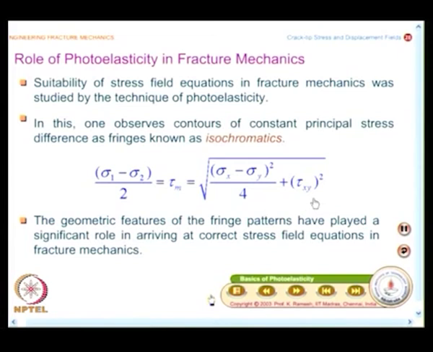I have mentioned this earlier, it is the geometric features of the fringe patterns that have alerted the researchers in arriving at suitable stress field equations to model experimentally observed fringes better. When I make this statement, you have to see what kind of fringe patterns you get for the Westergaard solution and what you saw in the case of actual problems with short cracks and long cracks, what kind of a comparison, then we can make a judgment.